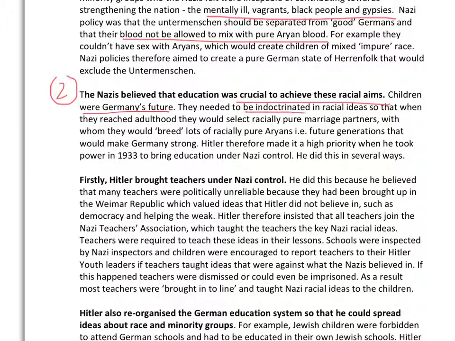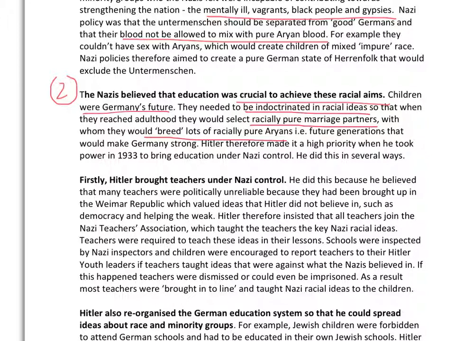They needed to be indoctrinated in racial ideas so that when they grew up they would select racially pure marriage partners, so that as parents they would breed lots of racially pure Aryans. So you're clearly linking education to the issue of race.